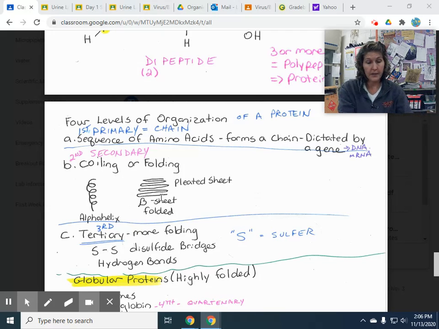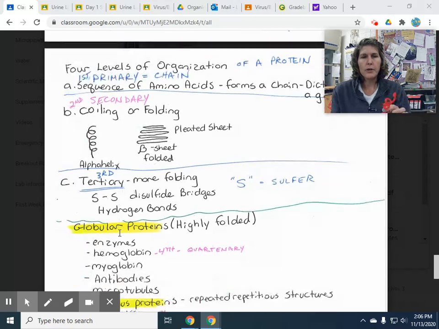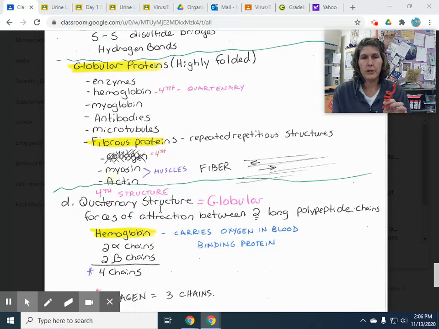I'll take my little alpha helix. And what happens here is that sulfide bonds are going to start joining between these little curves that we have here. That's a tertiary structure. So we're going to get a little more complex as we move along. Your quaternary structure: globular, huge, giant mess.